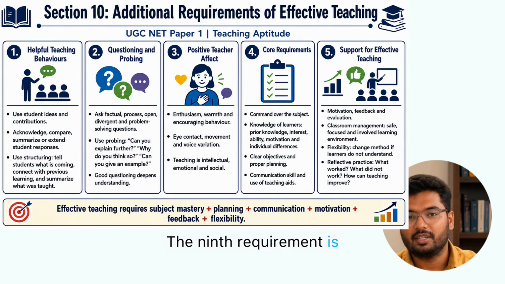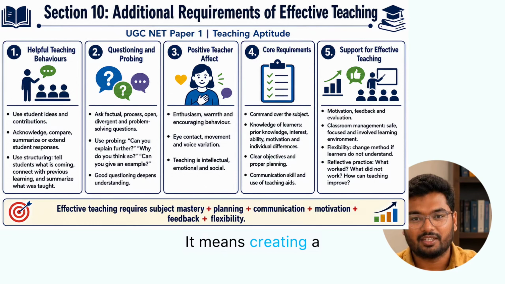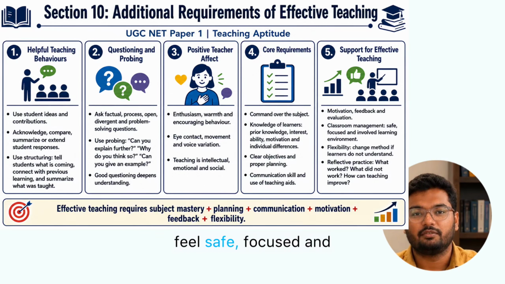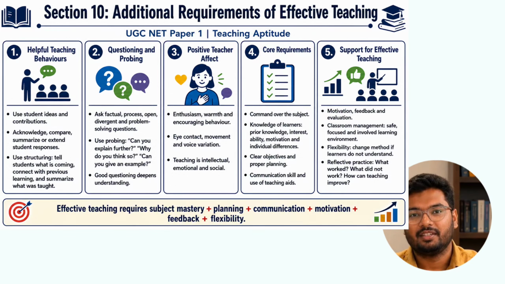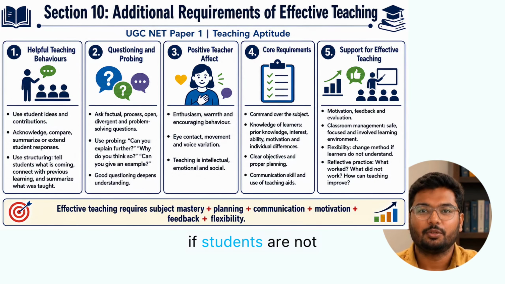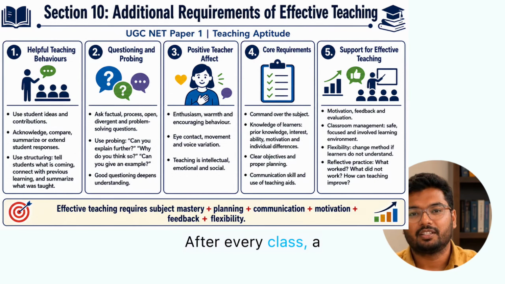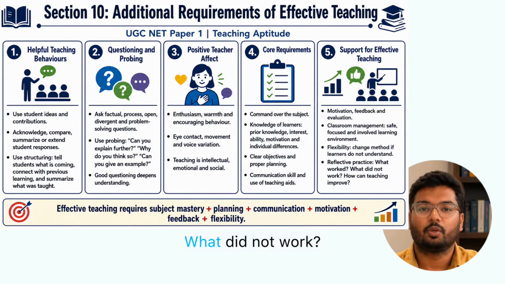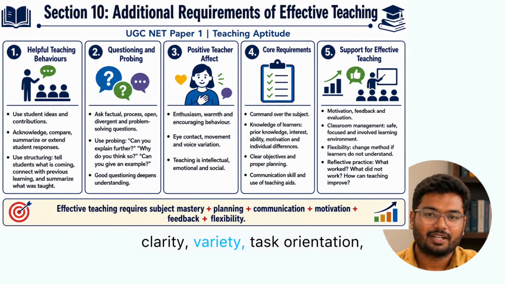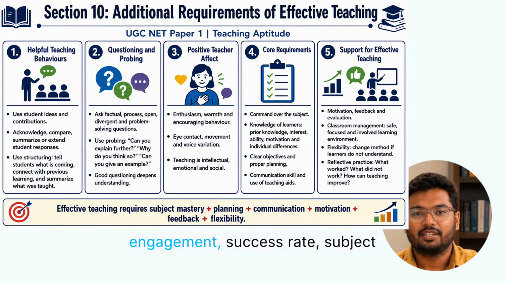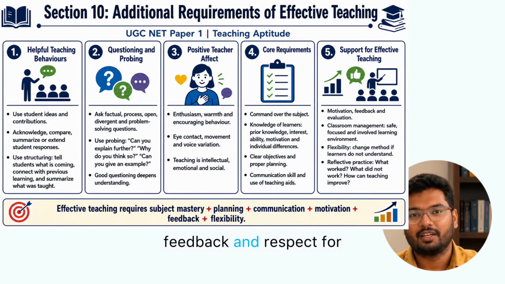The ninth requirement is classroom management. Discipline does not mean fear. It means creating a learning environment where students feel safe, focused, and involved. The 10th requirement is flexibility. A teacher must be ready to change method if students are not understanding. The 11th requirement is reflective practice. After every class, a good teacher asks, what worked, what did not work, how can I improve? So, effective teaching requires clarity, variety, task orientation, engagement, success rate, subject mastery, planning, communication, motivation, feedback, and respect for individual differences.